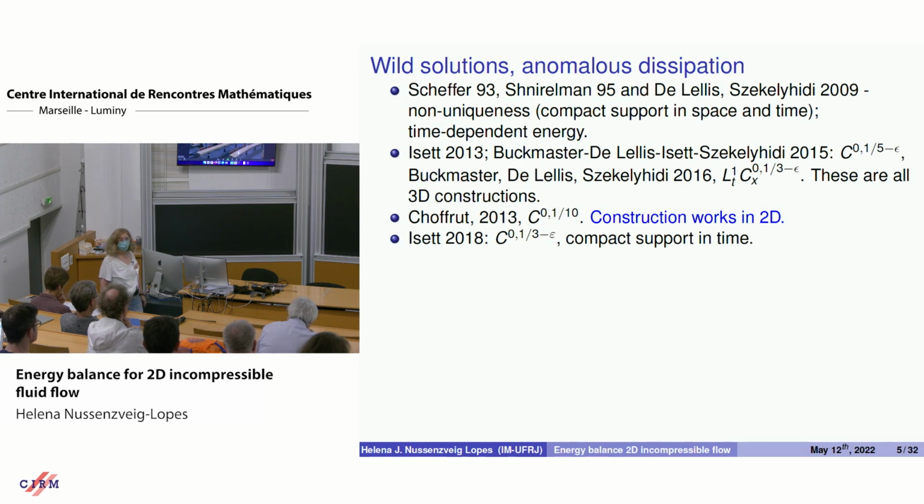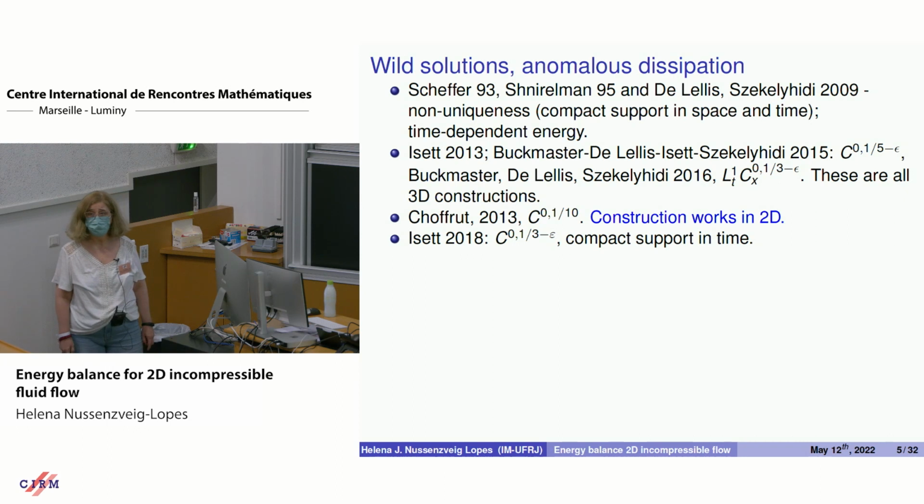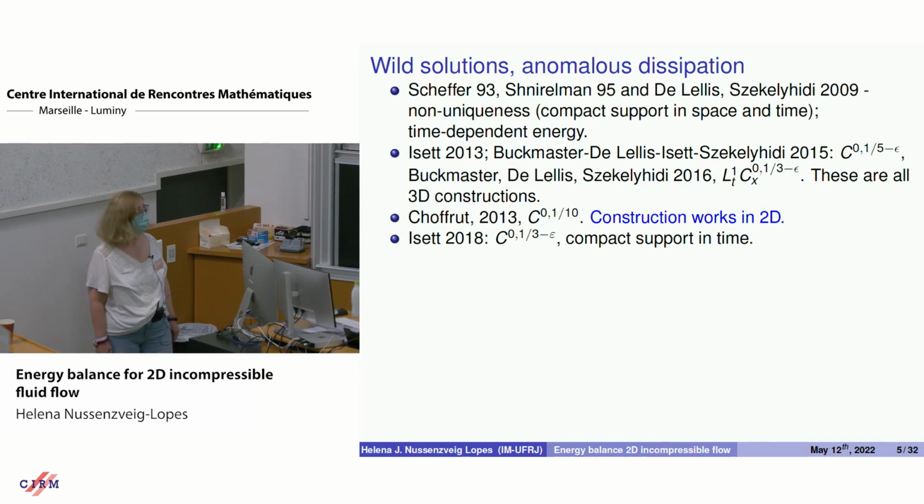And then finally, Isett came with the complete proof of the Onsager conjecture, where he produced solutions which were C^{0,1/3-epsilon}, compactly supported in space, in time, periodic.